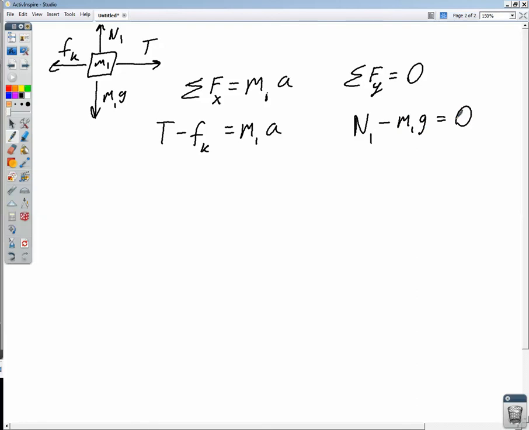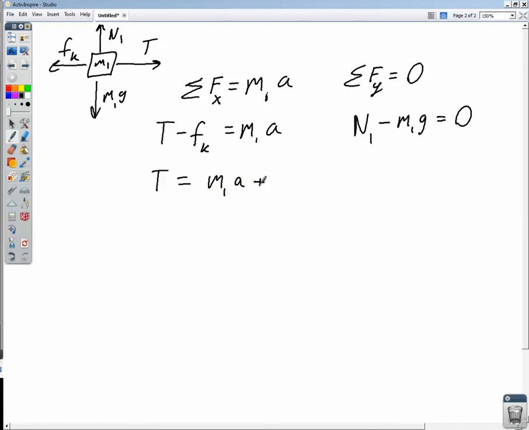Plugging in what we know, well, let's not plug in anything yet. Let's solve for A over here on the left. We're going to divide both sides by M1. So tension, oh, we don't need to solve for A. Sorry, go back. Big eraser. We already solved for A. We need to solve for the tension. Sorry about that. Tension, we're going to add force of kinetic friction to both sides.